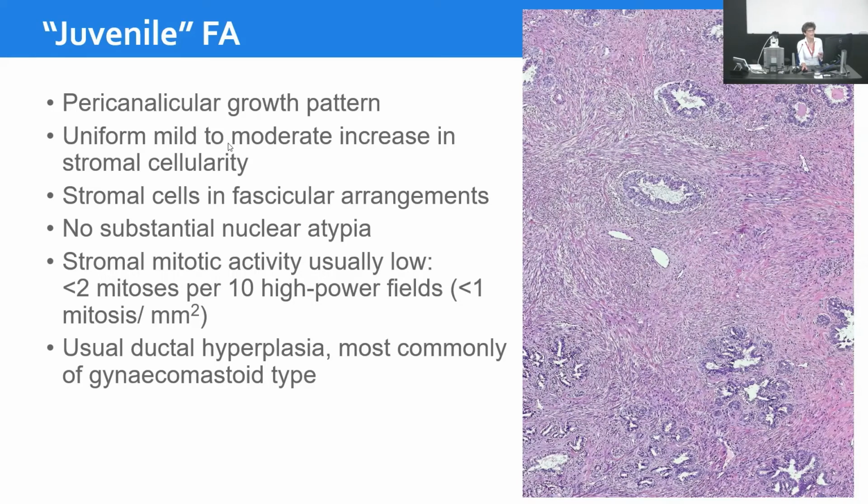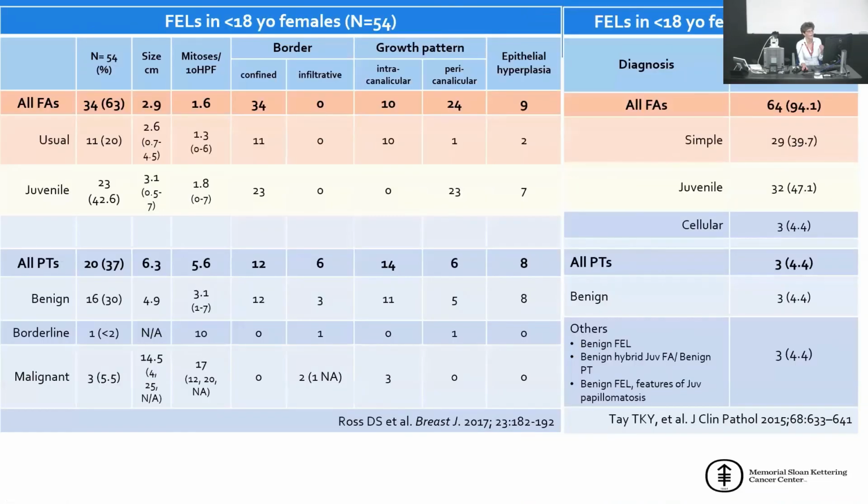lesion. And it has a uniform, mild to moderate increase in stromal cellularity. And this fascicular growth pattern is quite common. There is no substantial nuclear atypia. Stromal mitosis, again, very low, less than 2 per 10 high power fields. UDH, most commonly of the gynecomastoid type, can be present.